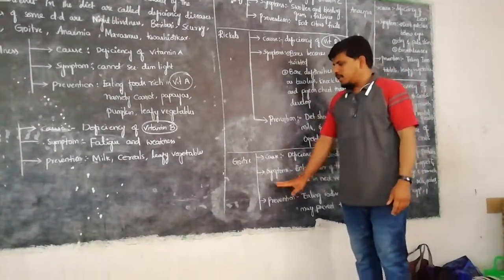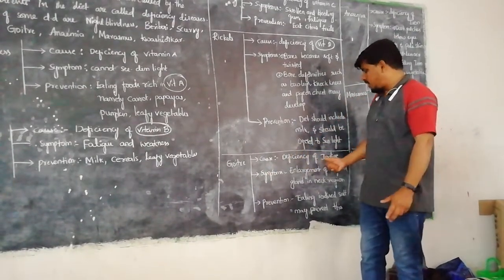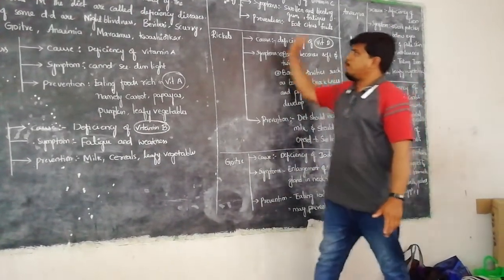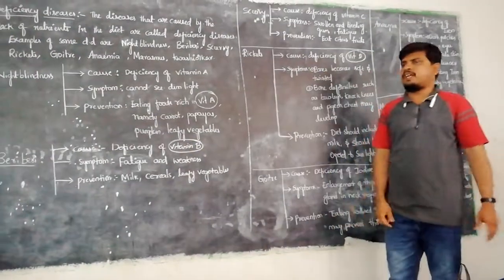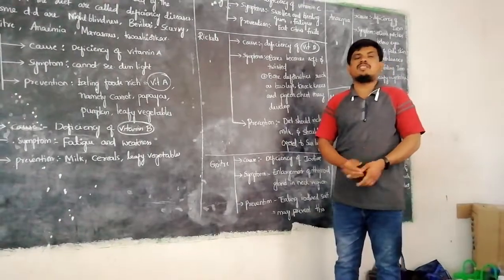Next, here I have written the disease is goiter. Goiter is caused due to the deficiency of iodine. Up to what I have written are the deficiencies of vitamins. Now I am going to tell about the diseases which are caused due to the deficiency of minerals.